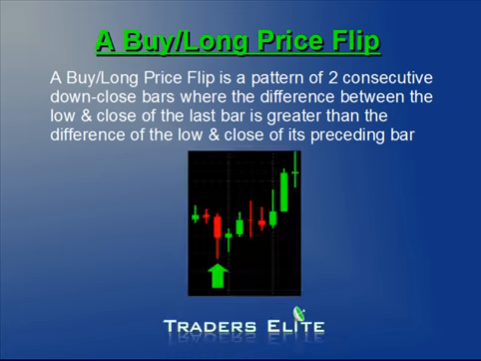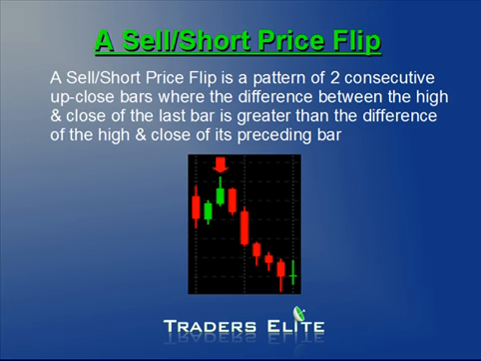A buy-long price flip is a pattern of two consecutive down close bars where the difference between the low and the close of the last bar is greater than the difference of the low and the close of its preceding bar. A sell short price flip is a pattern of two consecutive up close bars where the difference between the high and the close of the last bar is greater than the difference of the high and the close of its preceding bar. In other words, this wick is bigger than this wick.